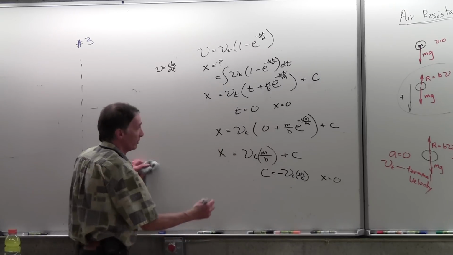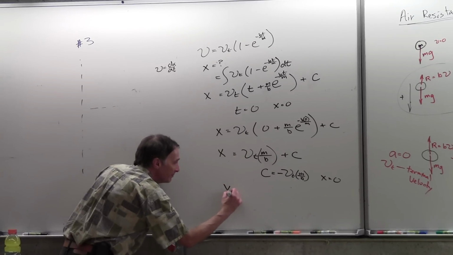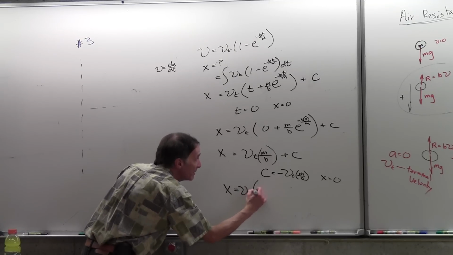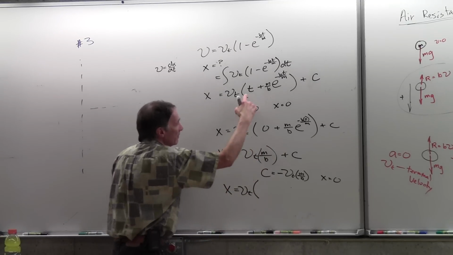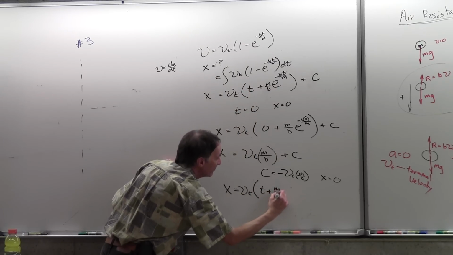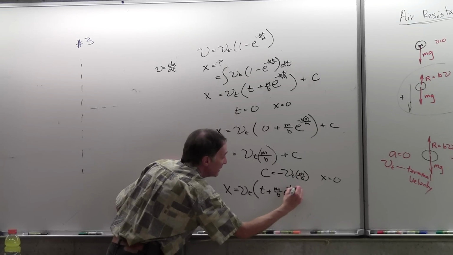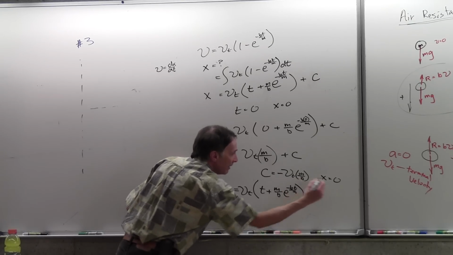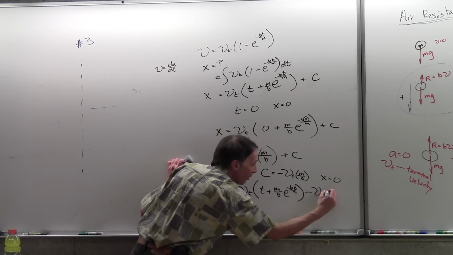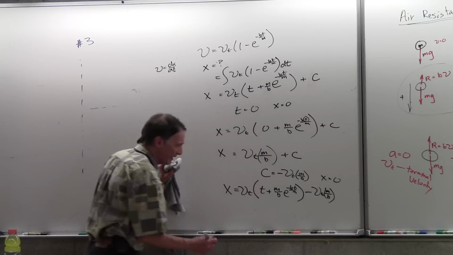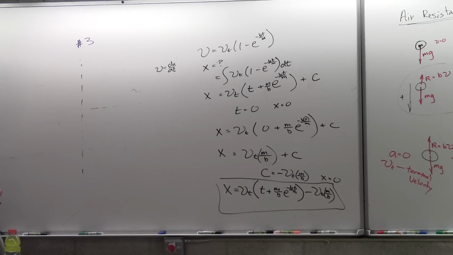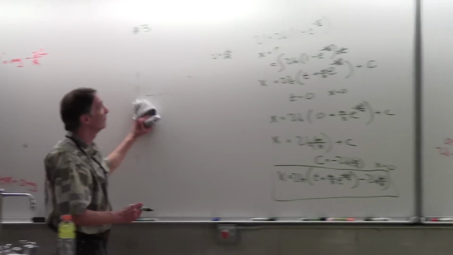So our overall solution would be x, the distance we've covered, equals terminal velocity times t plus m over b times e to the minus bt over m, plus c, or in this case c is going to be a minus vt m over b. Woo, I should have practiced that. Okay, so that's kind of a nasty expression, but he has asked that one.